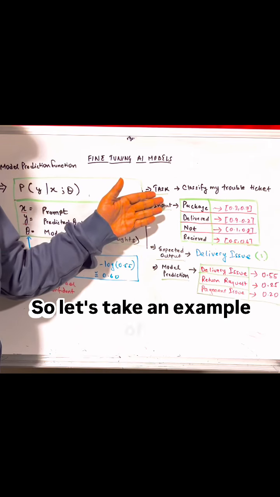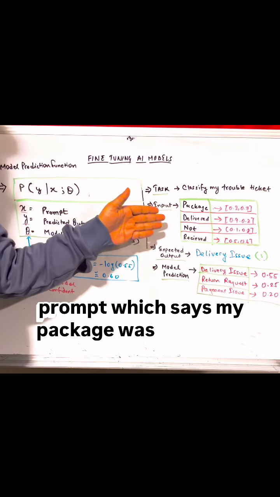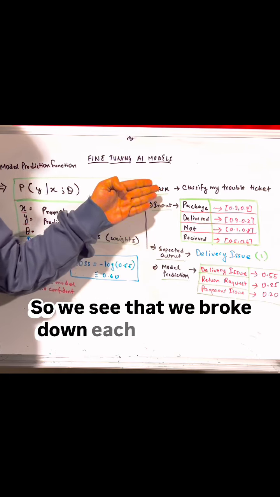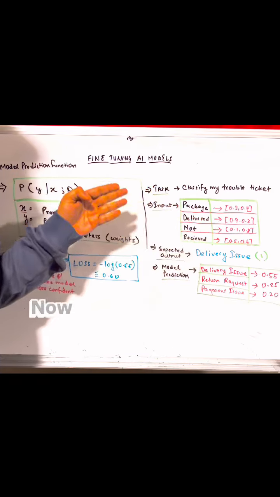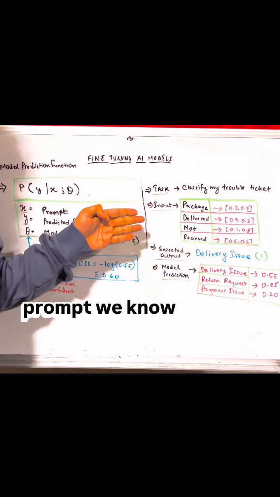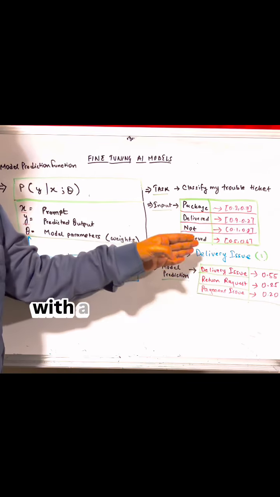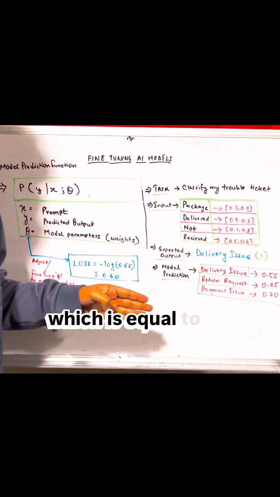Let's take an example of a prompt which says my package was delivered but not received, right? So we see that we broke down each of the words into multiple vectors. Now looking at the prompt, we know that this is a delivery issue. So our expected output should be delivery issue with a confidence score of 1, which is equal to 100%, right?